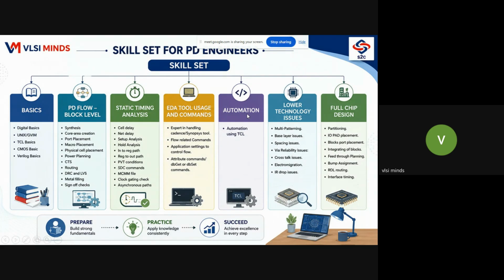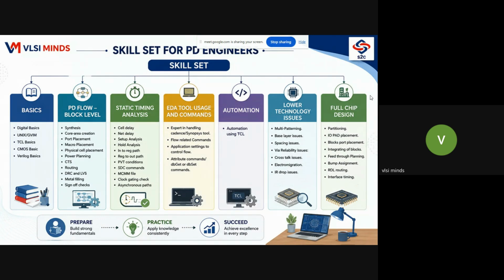Automation is an added advantage. So you can save your personal time and you can be recognized. If you know automation, then lower technology issues: when you work in the real industry, you will automatically be part of lower technology issues, so you should handle them. And full chip design, if you know it, is an added advantage for you. So these are the main skill set required for a PD engineer to work in industry.